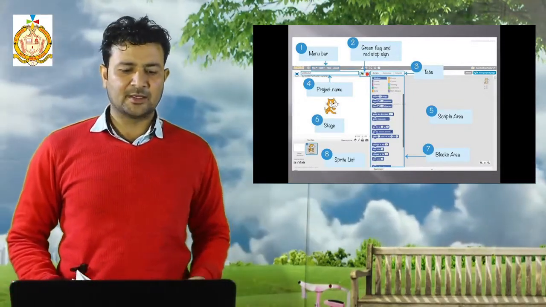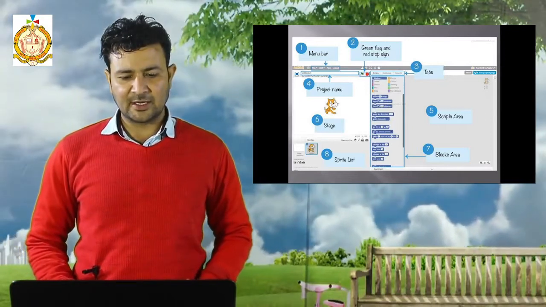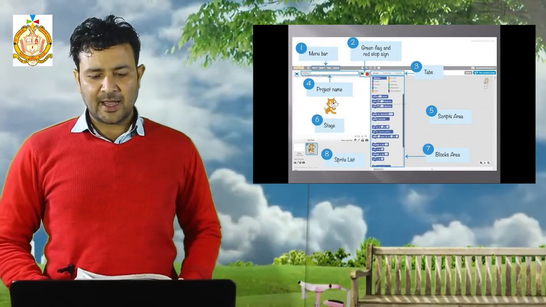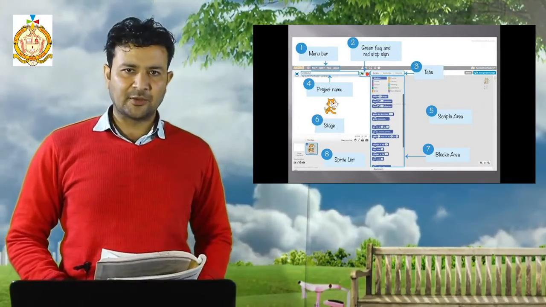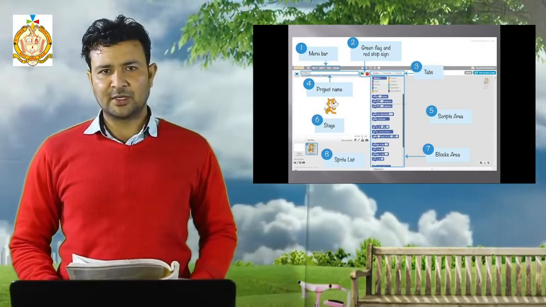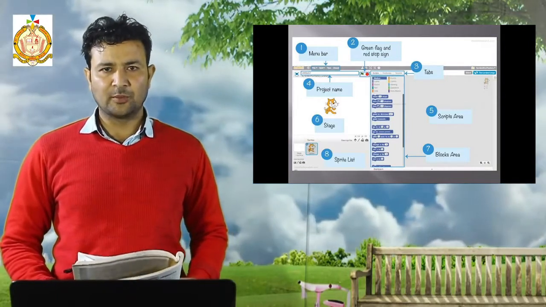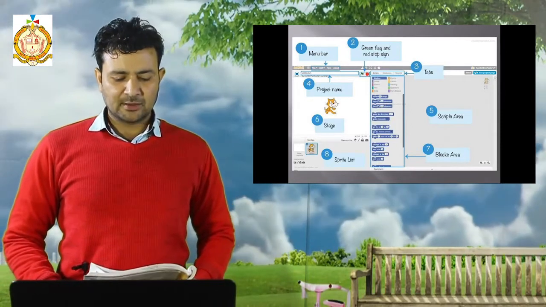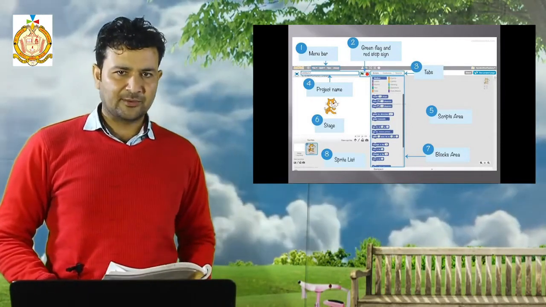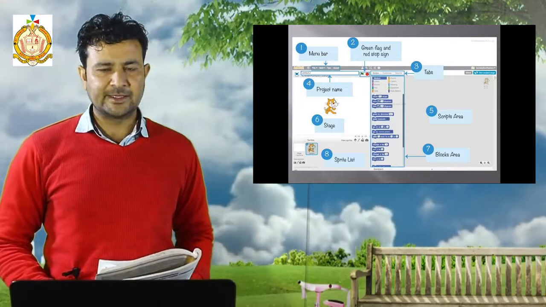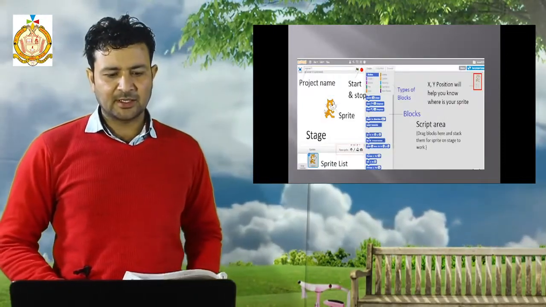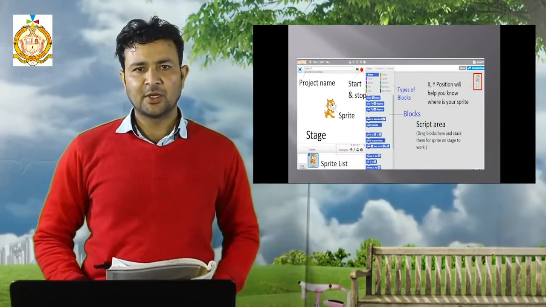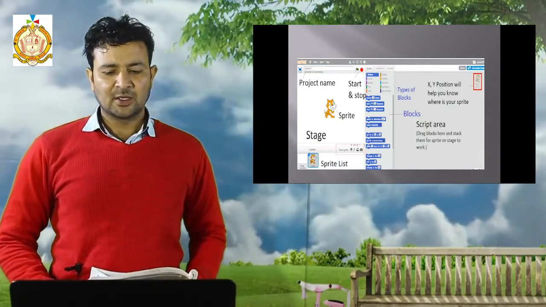These are the components: menu bar, green flag, project name, tabs, script area. These are the tabs we use for different kinds of work, like in Word we use new tab, copy, paste, home, all the things. In Scratch programming we also use tabs for doing our work easily and fast. Here we have the project name, start and stop, used for starting the work.